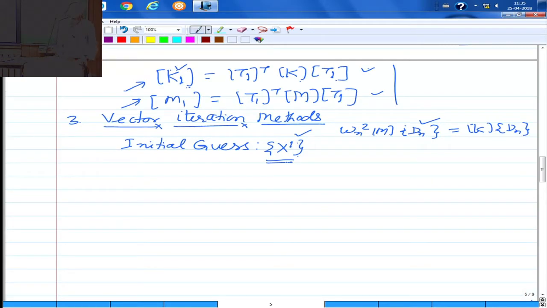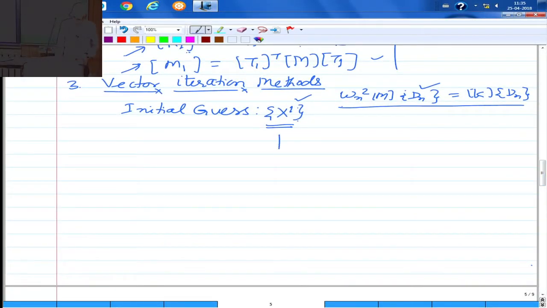Now to apply this, first we transform this, usually of course it's not necessary, to a standard eigenvalue problem. When you do the standard eigenvalue problem, there are two ways of transformations. One is that you can multiply K inverse to both sides, and then the same problem can be written as follows. Omega n square is of course a scalar, and then I can say K inverse into M into dn. The other side would be K inverse into K, which would be identity, so it would simply be dn.